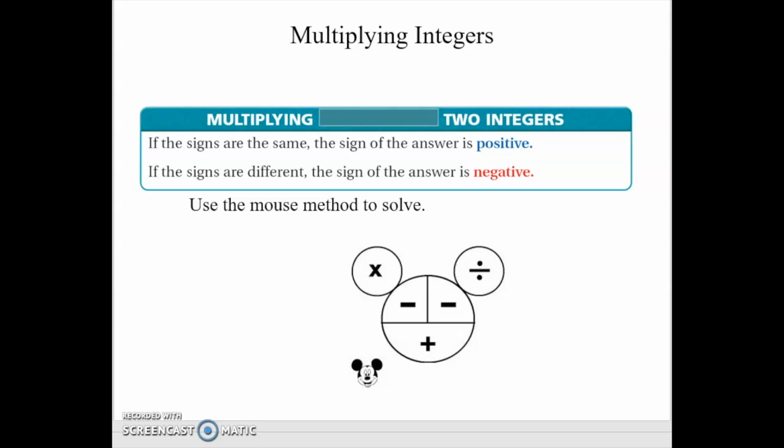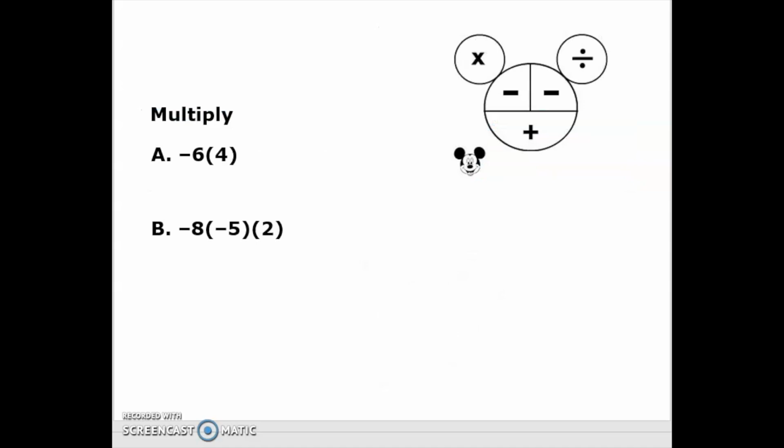Now, sometimes people have a hard time remembering that rule, so I use our little Mickey Mouse here to help make it make a little bit more sense and make it easier. There's lots of different versions of the Mickey Mouse. Some teachers use a triangle with symbols in it. Some teachers make it into a schoolhouse. So it's just one strategy for helping to make this process a little bit easier to remember. So let's go ahead and practice, and then I'll show you how the Mickey Mouse actually works.